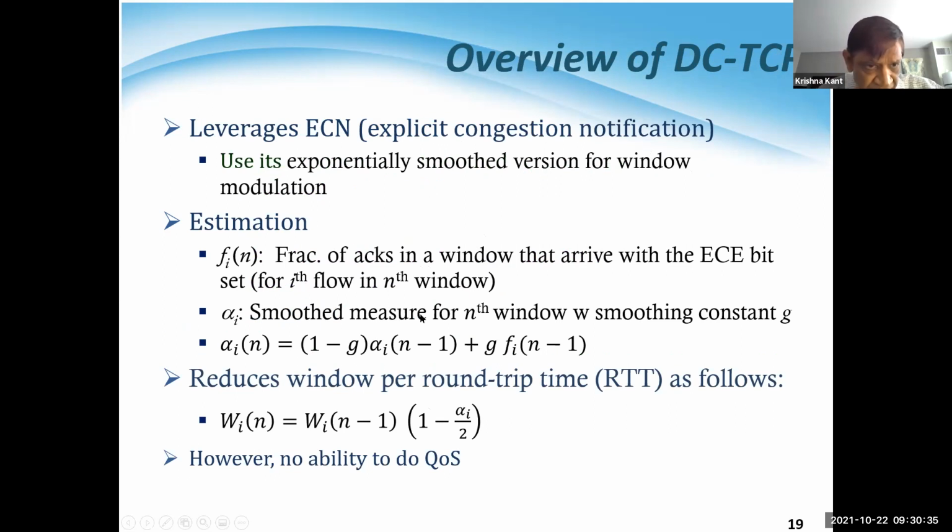And based upon what fraction of the packets come marked with the congestion notification, it tries to do a window flow control. Okay? So I guess the details are not terribly important. Basically, what it does is that there is this fraction of packets that are being marked as having seen the congestion. You smooth it out using exponential smoothing, and then use it in the TCP window flow control.